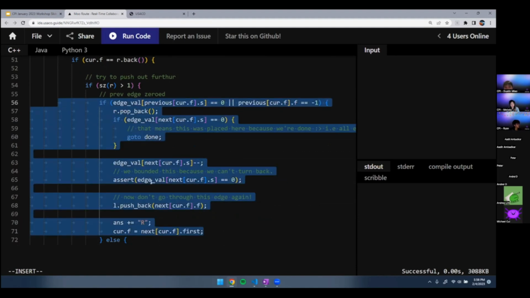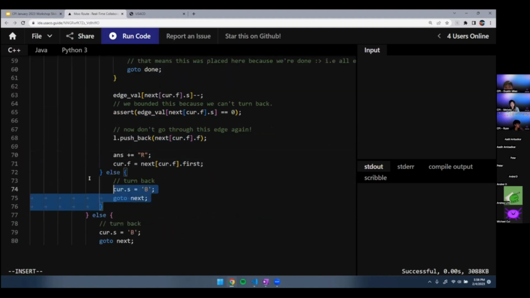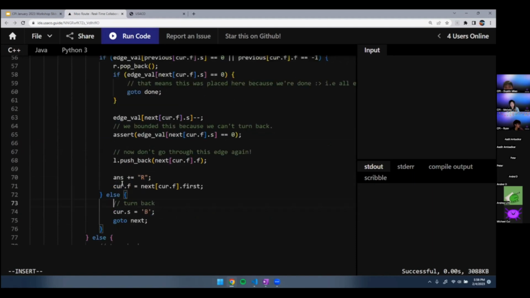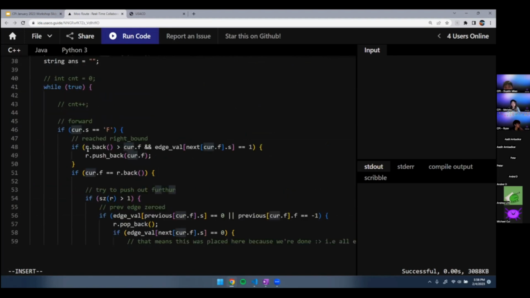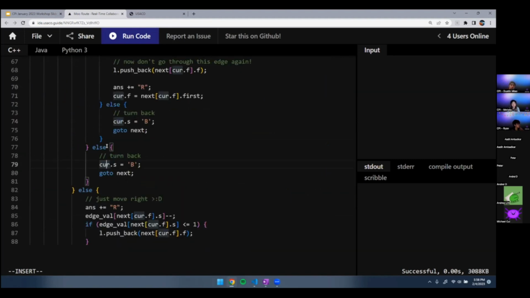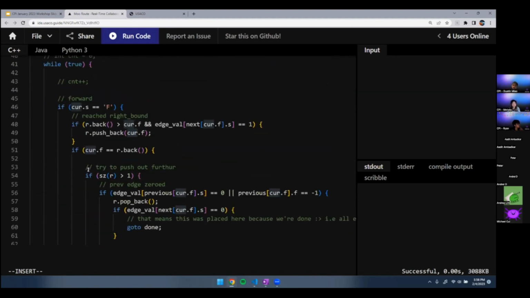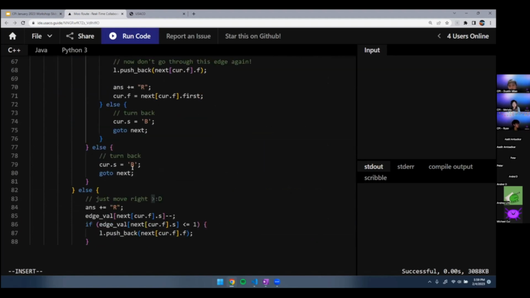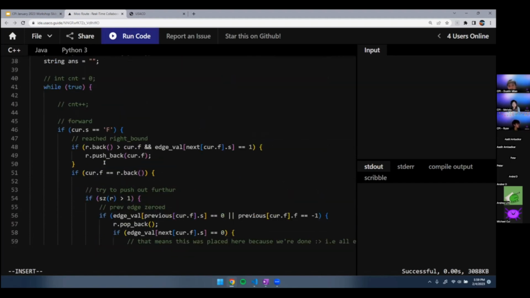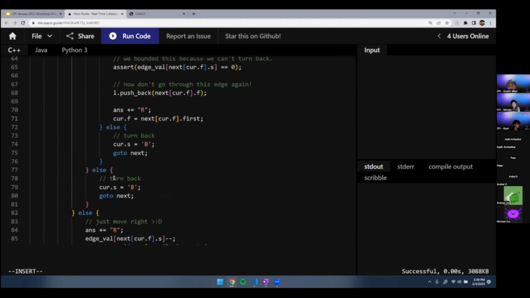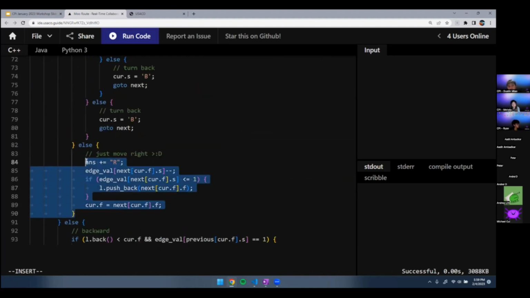And this is just us moving to the right. Otherwise, we have to turn around. So we're going to be updating our state and then going to the next iteration. The same thing if the right bound is already forced, meaning that this is the furthest right this bound can go, then we're going to turn back. Otherwise, if we haven't reached our bound, then we're just gonna move right.